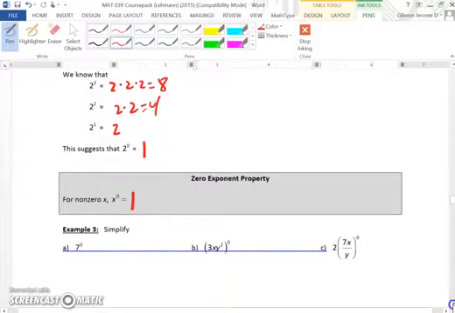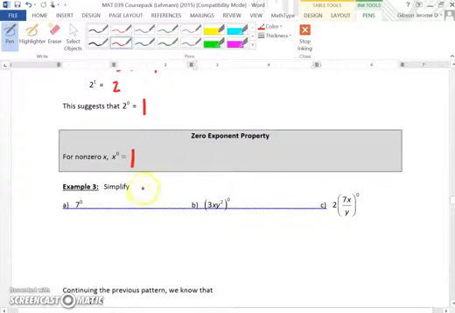So we now have the 0 exponent property. 7 to the 0 is 1. Now, since this whole parenthesis is taken to the 0 power, it's 1. Does everyone follow that? Now here, this whole parenthesis is taken to the 0 power. So this would be 2 times 1, which is just 2.